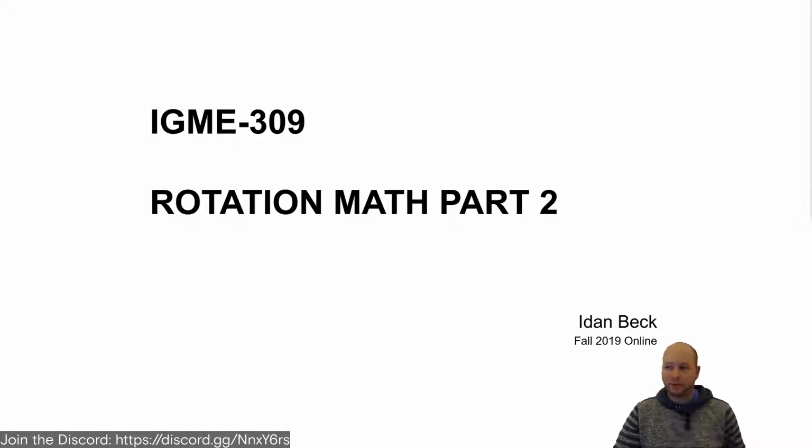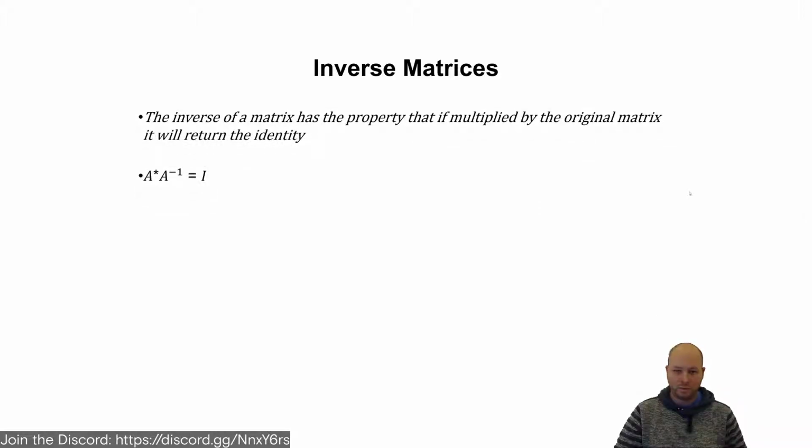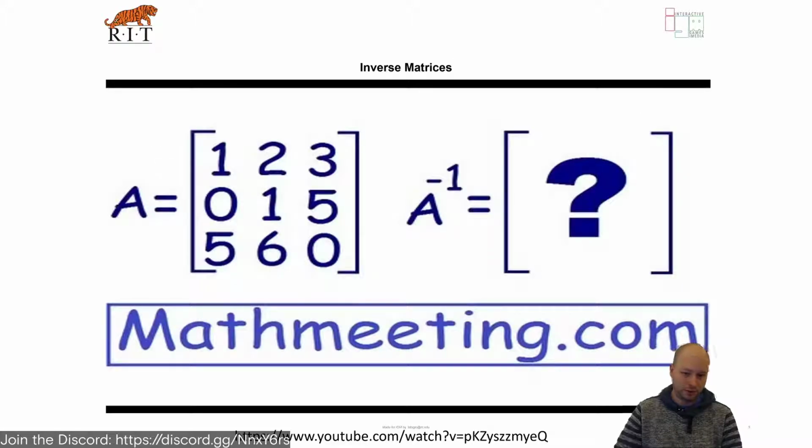Okay, on to part 2 of rotation mathematics. So before we go into it, let's talk a little bit about inverse matrices. The inverse of a matrix has the property that if you multiply the original matrix by that inverse, you will get the identity matrix in return. Simplifying it a bit, but I think that's a pretty accurate description.